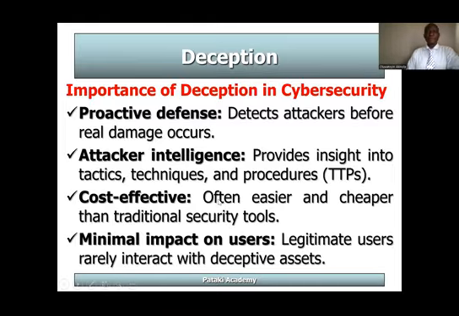it's a proactive defense. It detects attackers before real damage occurs. Attacker intelligence: it provides insight into tactics, techniques, and procedures. It stalls attackers and gathers all their information. Cost effective: often easier and cheaper than traditional security tools. Minimal impact on users: legitimate users rarely interact with deceptive assets.